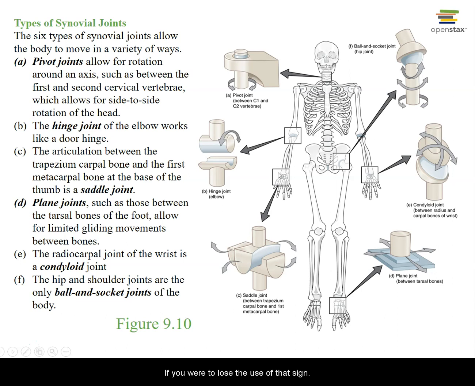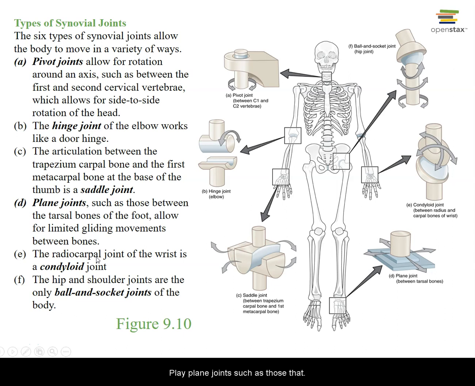If you were to lose the use of that thumb and you don't have that pinching motion, for one hand is like 25% disability, for the other hand would be 25% disability. That's a pretty major percentage of disability, because that articulation of the saddle joint and pinching those fingers together to grab things is very important.